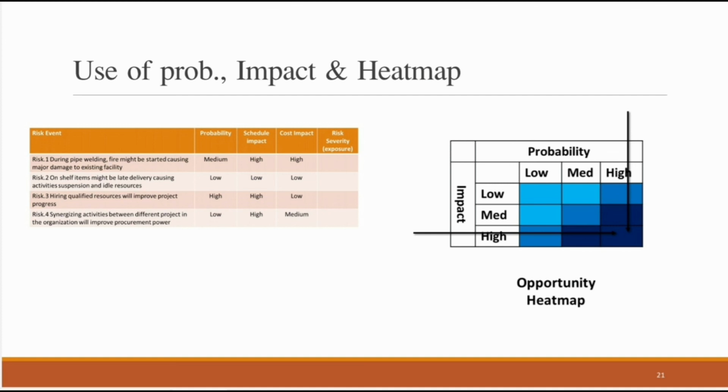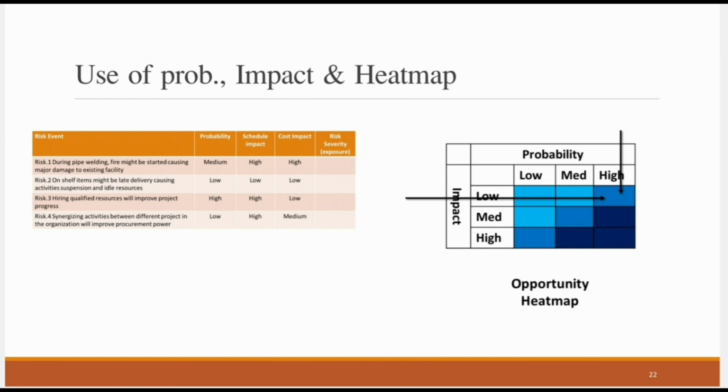So first of all, we have to select the highest of both the cost and the schedule, because we cannot have two different colors for the same risk as a severity. So we're going to select the highest impact. The impact on schedule is high and the impact on the cost is low, so we select the schedule because it is higher than the low. With high probability and high impact, that's going to be a navy blue color.